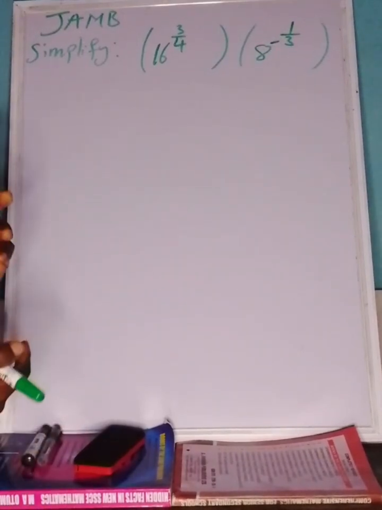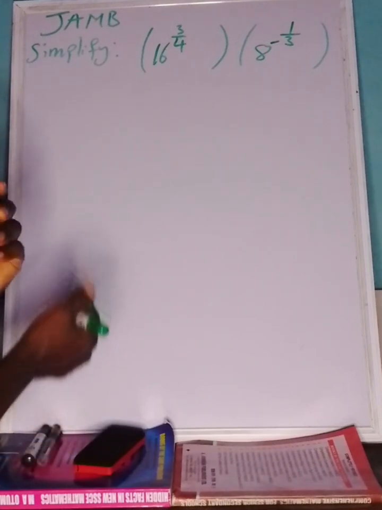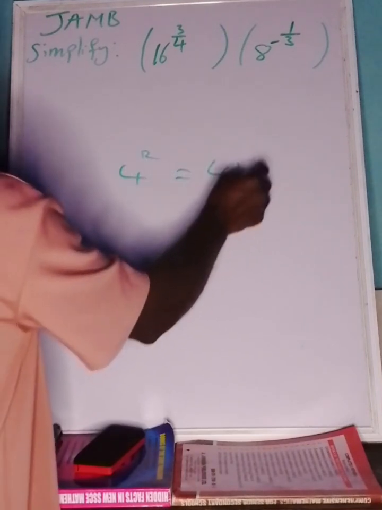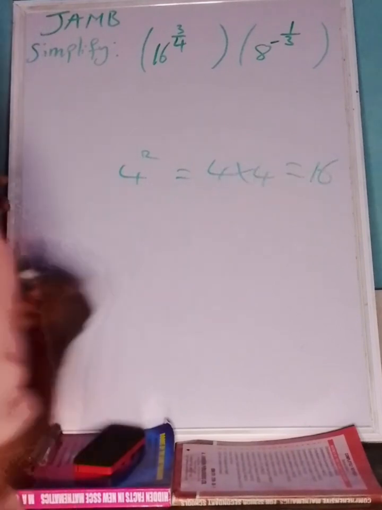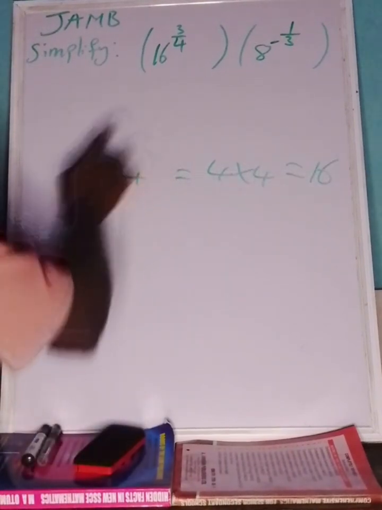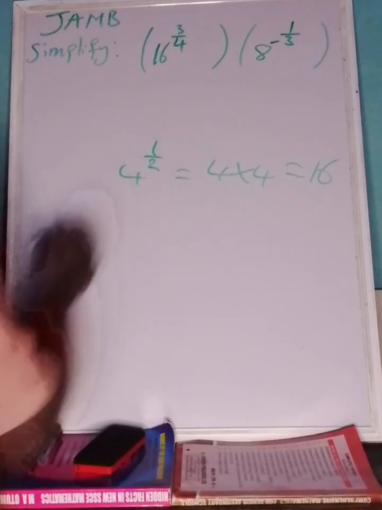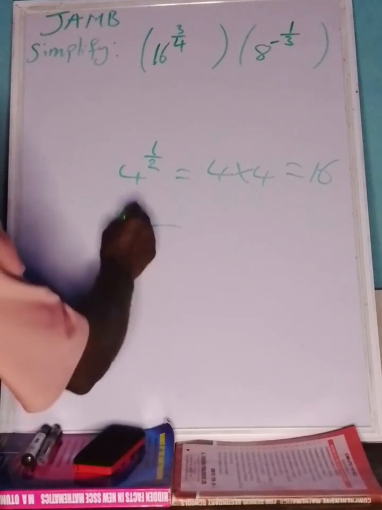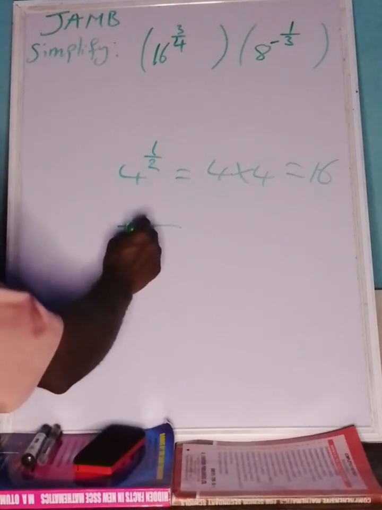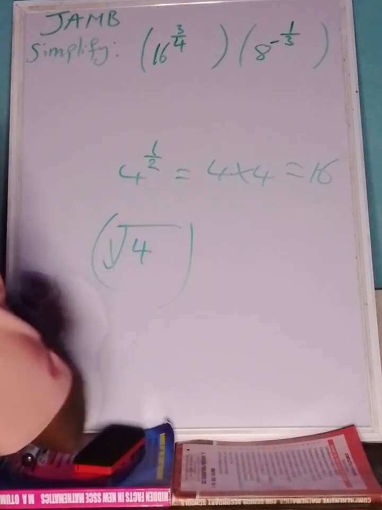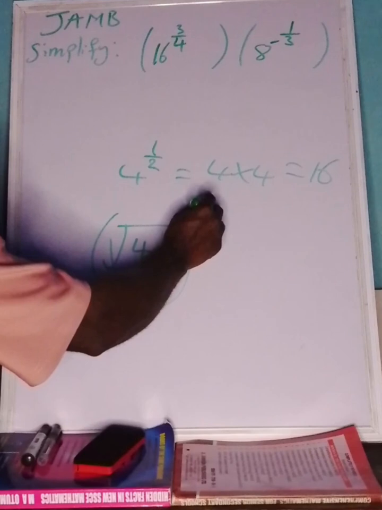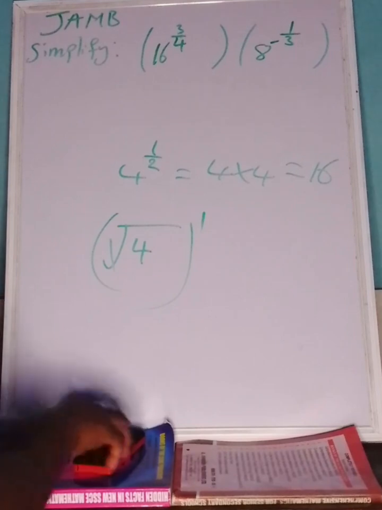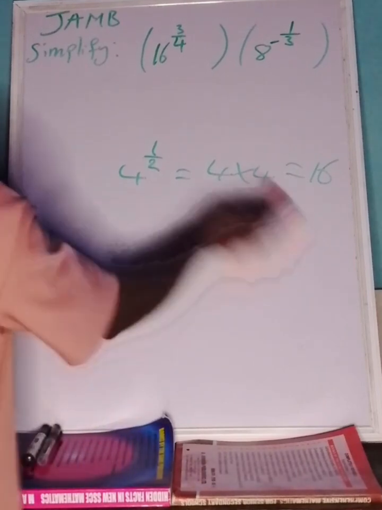So there are some rules you need to understand before you can actually solve this. Unlike when you have 4 raised to power 2, you know that it means 4 times 4, which is equal to 16. But what if they raise 4 to power half? 4 raised to power half will lead you to this root sign. It will tell you the square root of 4 raised to power 1.